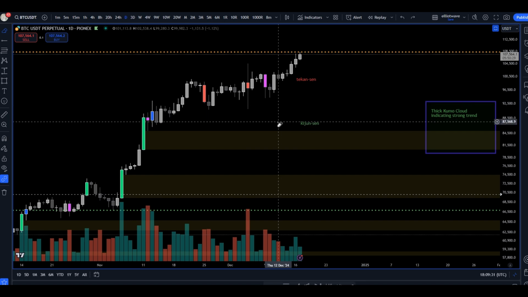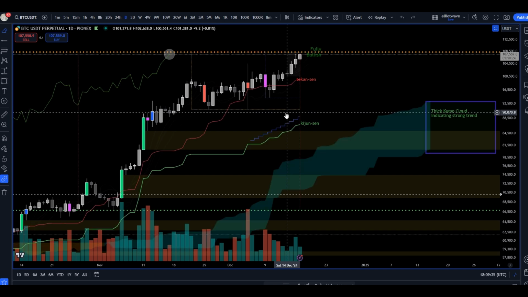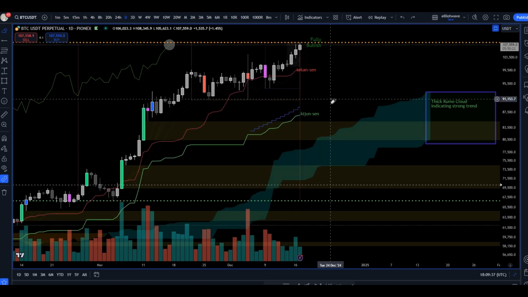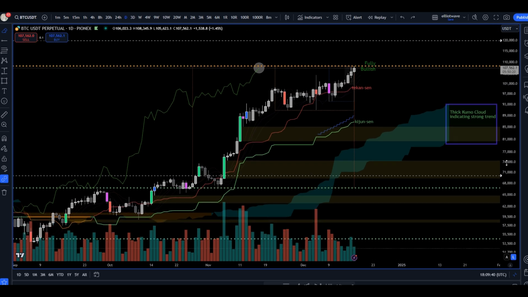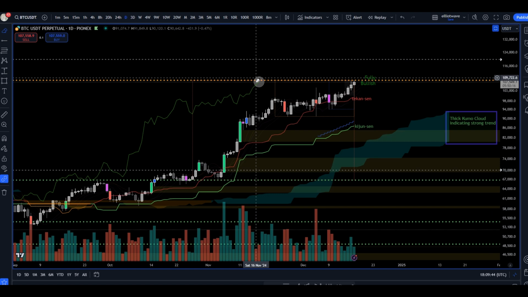A pump signal occurs when the cloud is green, the price is above the cloud, the Tenkan-sen crosses above the Kijun-sen, and the Chikou Span is above the current price. This combination indicates strong bullish momentum.